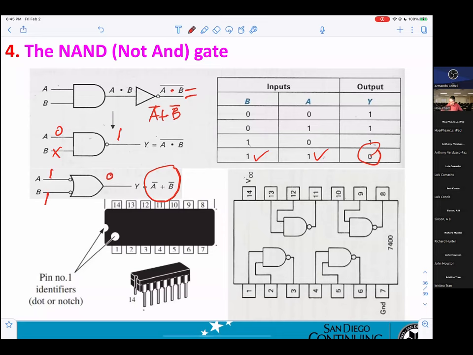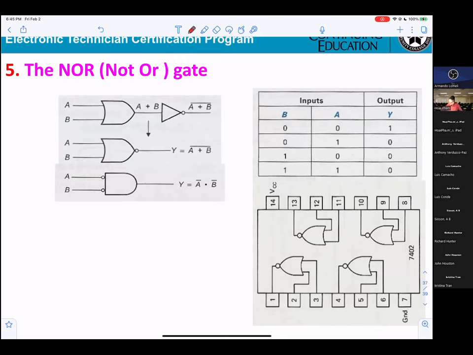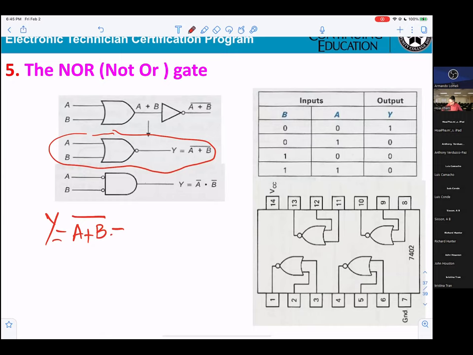Okay? And this is the NOR gate. They will look like that one. Okay. And Y equals not A or B. If you want to break that out, A will be not A. OR will be AND. B will be not B. Okay, Y equals not A and not B.